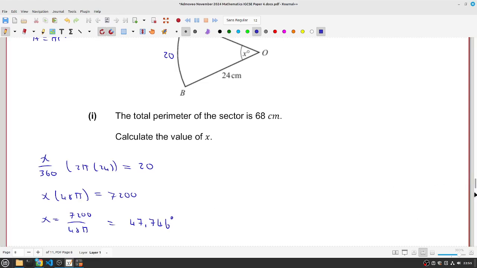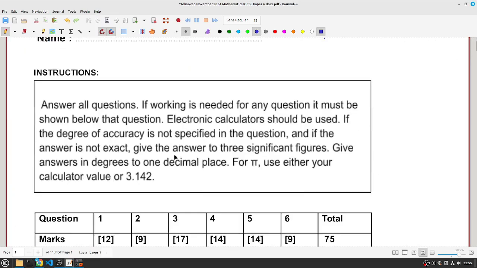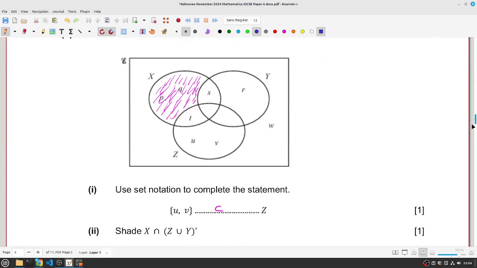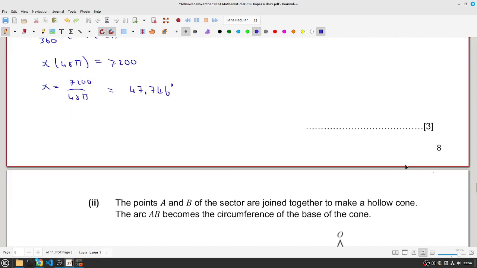They don't tell us in the question, but that's where it's important to read this. If the degree of accuracy is not specified in the question, and if the answer is not exact, give your answer to 3 significant figures. And for answers in degrees, we do 1 decimal place. Okay, so we get told 1 decimal place for angles in degrees. We're going to round this off to 47.7 degrees.